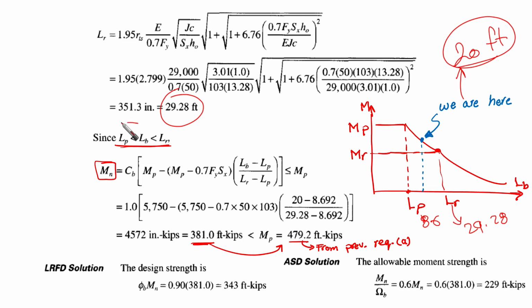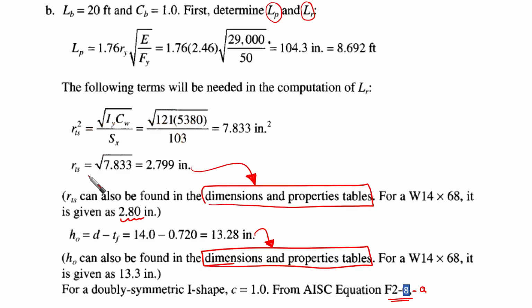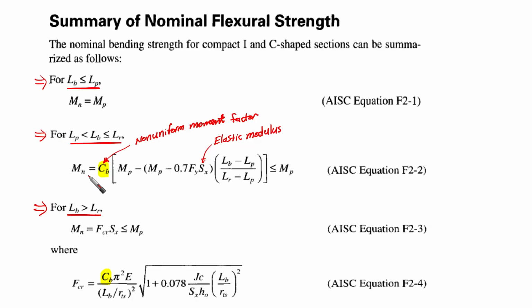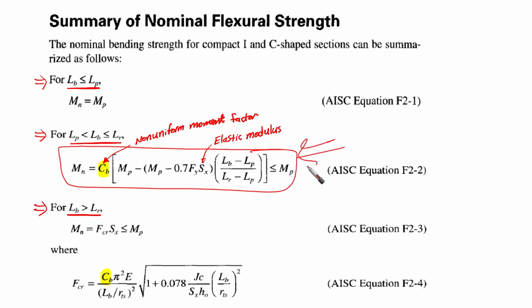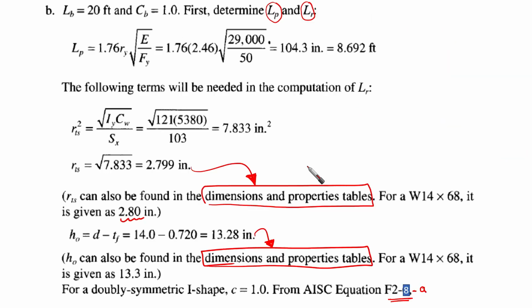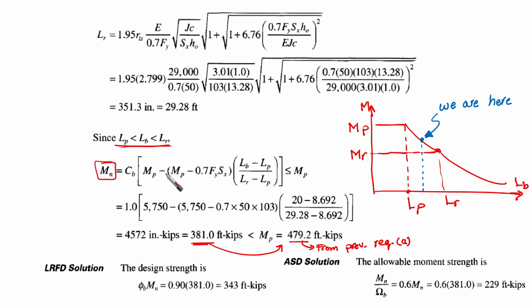So our case is here, inelastic lateral torsional buckling. Based on that, we are going to use this equation. Let's go back here. Yes, the second equation. We are here. We're going to use this nominal equation in order to obtain the nominal flexural strength. Okay, so we are going to substitute everything in this equation.